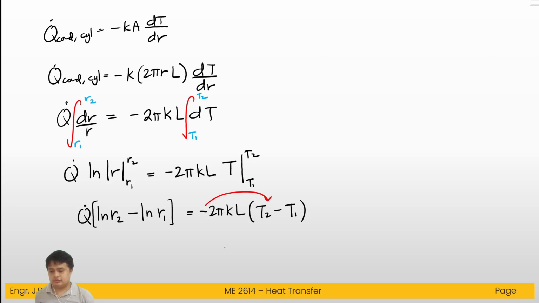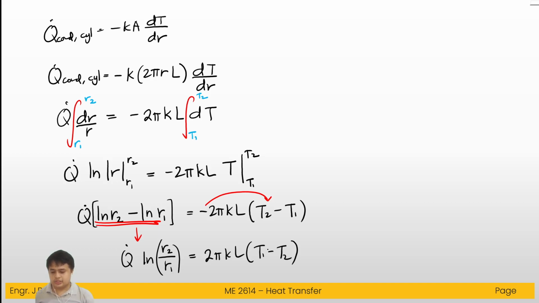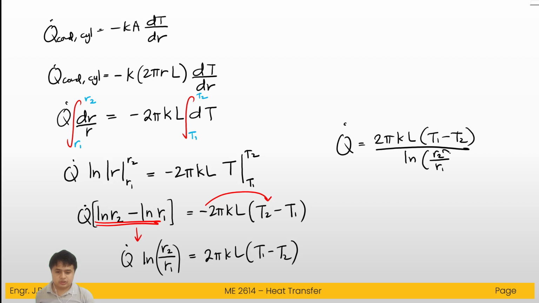We can transpose this negative sign and combine the logs, so you can represent this as ln r2 over r1. That makes sense. Then you have positive 2 pi kL times T1 minus T2. If you simplify, the heat transfer rate becomes q equals 2 pi kL times T1 minus T2, all over ln r2 over r1.